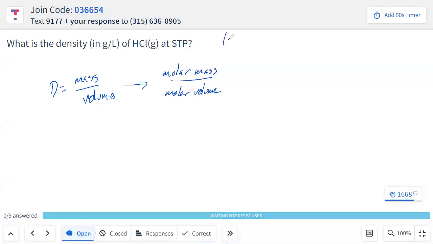So 1 mole of HCl, well, its molar mass, I can get off of the periodic table: hydrogen's 1.01, chlorine's 35.45. So 36.46 grams would be the molar mass of HCl.